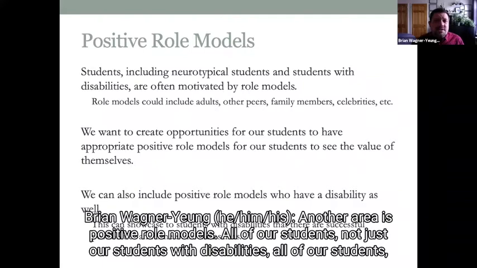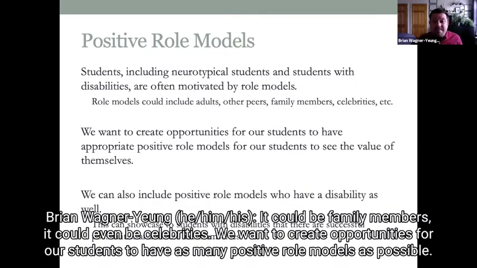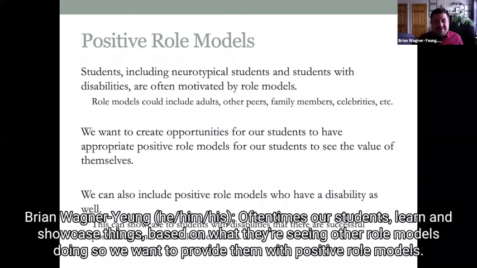Another area is positive role models. All of our students, not just our students with disabilities, are motivated by role models. When we're talking about role models, these could be us, their teachers. It could be their classmates. Our students are sometimes motivated by their peers. It could be family members. It could even be celebrities. We want to create opportunities for our students to have as many positive role models as possible. Oftentimes, our students learn and showcase things based on what they're seeing other role models doing. So we want to provide them with positive role models.